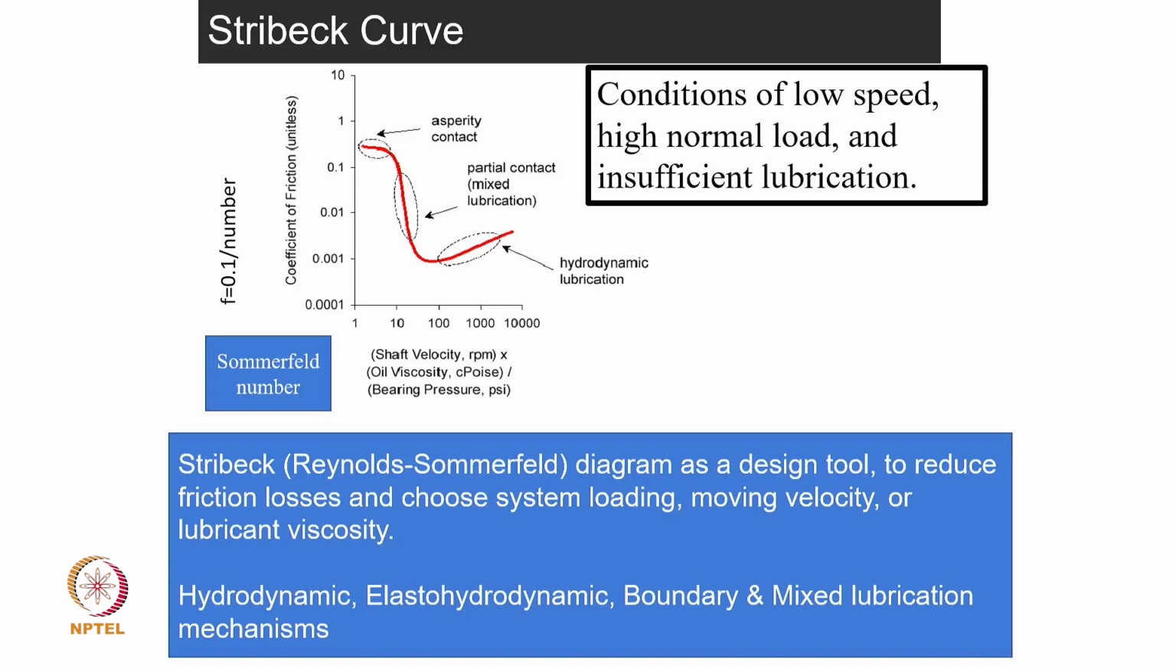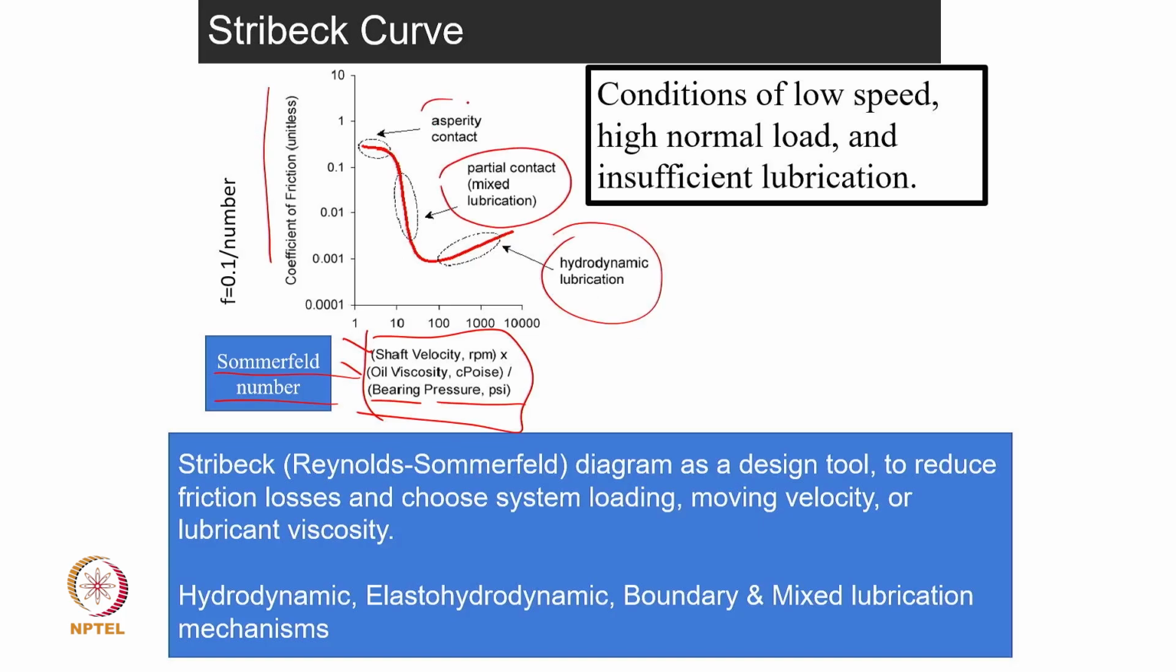A Stribeck curve is generally given by a relation between the coefficient of friction and the Sommerfeld number, and the Sommerfeld number is given in terms of velocity times the oil viscosity they were using, divided by the operating pressure or bearing pressure. You can see here there are three domains: the hydrodynamic region, this is mixed lubrication, and this is boundary lubrication. As per my understanding, what they were thinking about was asperity contact, boundary lubrication as such.